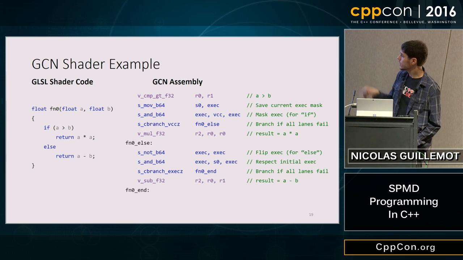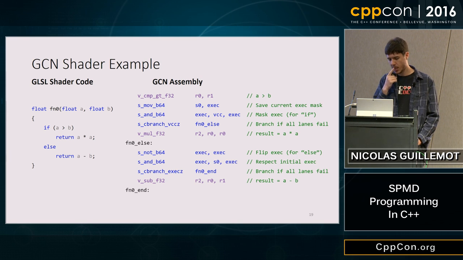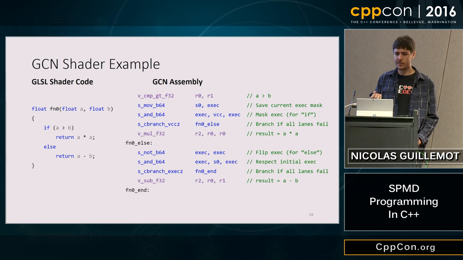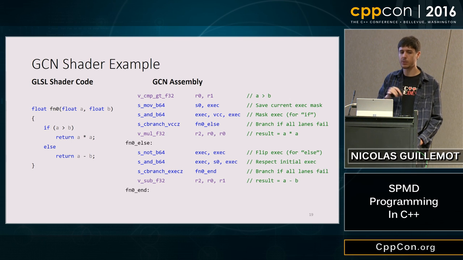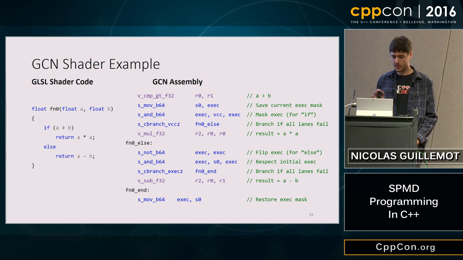But if that didn't happen, then we do a sub, and that'll do the subtraction between the two inputs. And I should mention, just to be clear, that the multiplication and the subtraction in this code only affect the lanes that were set in the exec mask. This is a little bit different, because in the earlier example, I had to explicitly do a blend instruction. But in this case, it's done implicitly. Everything's masked always. All right, so that's the end of the function. Just bring back the execution mask to what it was at the start, and we've cleaned up our slate, and it all works.